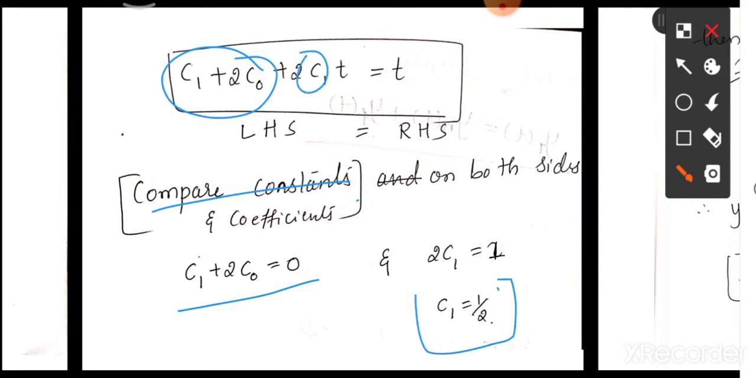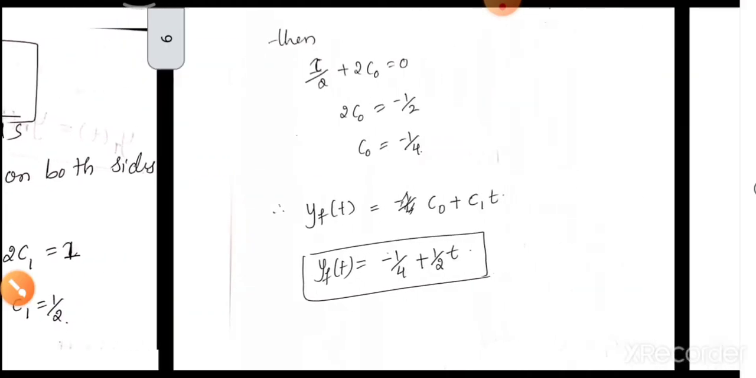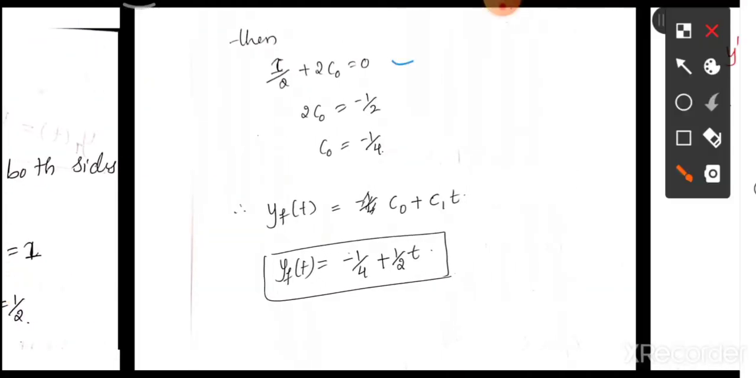So therefore, by doing that you will get c1 equal to 1 by 2. Then substitute that c1 value here and get the c0 value. By substituting, you will get c0 as minus 1 by 4.